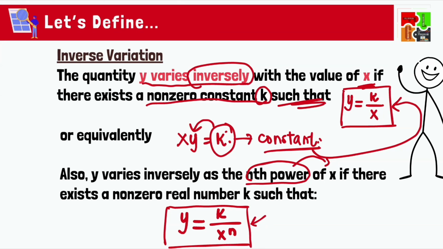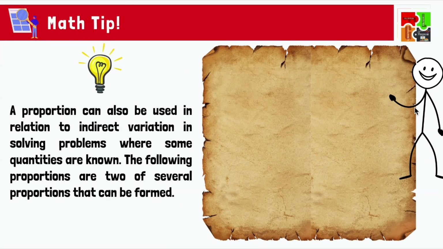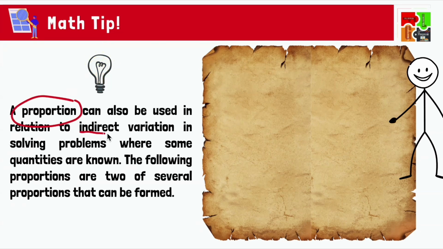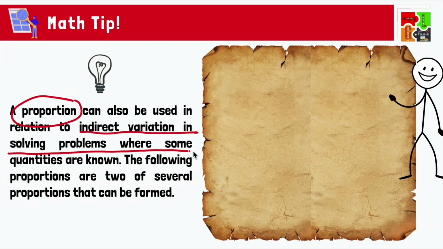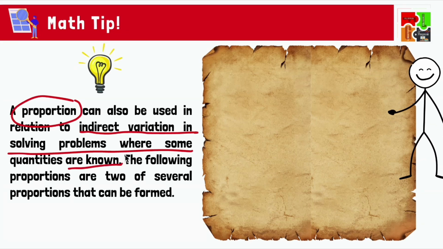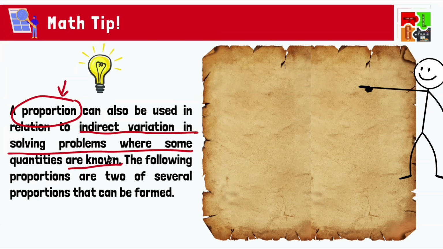Okay? So, now, in here, I will be presenting you the math tip na kailangan mong tandaan for this particular topic. So, here, we have a proportion can also be used in relation to direct variation in solving problems where some quantities are known. So, ibig sabihin, meron lang ditong quantities na ibinigay, pero may quantity dito na kailangan mong hanapin. So, ibig sabihin, pwede mong gamitin itong procedure na proportion. Okay? So, the following proportions are two of several proportions that can be formed. In here, allow me to give this particular illustration.